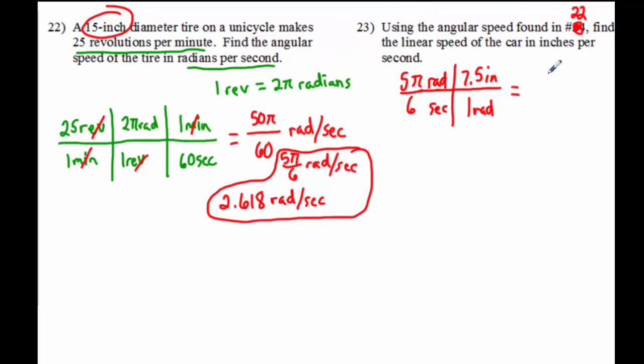So I just need to do 5 times 7.5 over 6 with a pi. This is where the decimal is actually a better answer. You either get 37.5 pi over 6, or as a decimal, 19.635 inches per second.